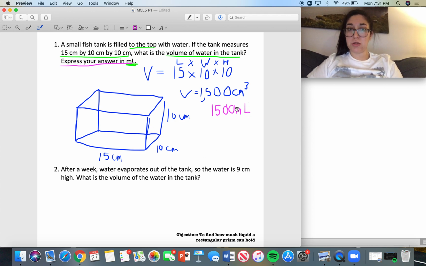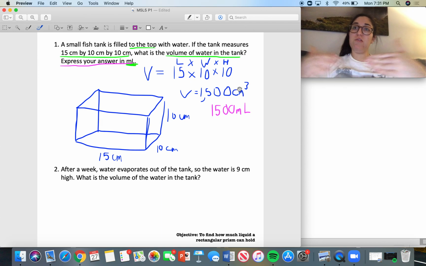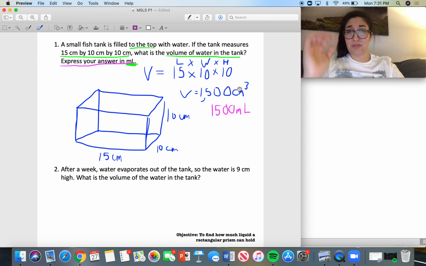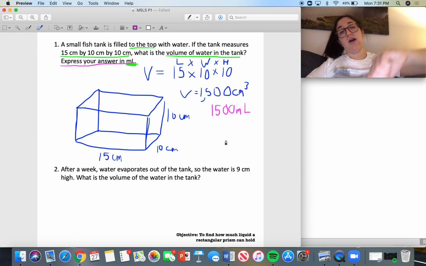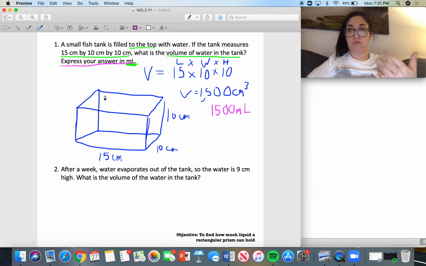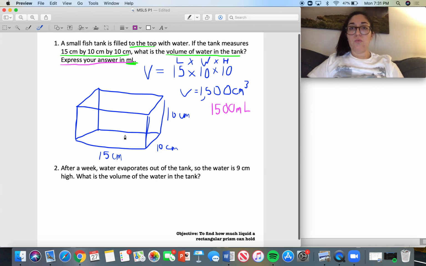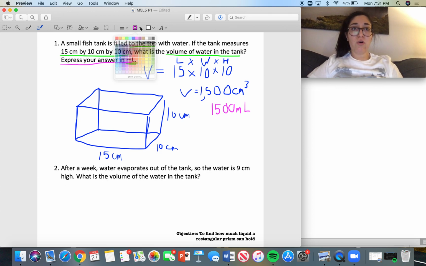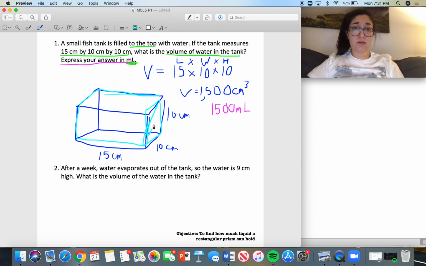You don't actually have to change the number at all. All you're doing is changing your units from centimeters, which is talking about how long, wide, and high something is, to milliliters, which is talking about how much liquid it can be filled with. All right? So now we've figured this out. If this tank is completely full of water, from the top all the way to the bottom, the amount it can hold is 1500 milliliters, right?